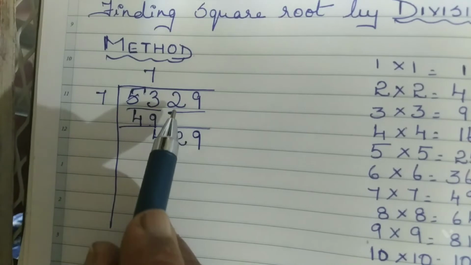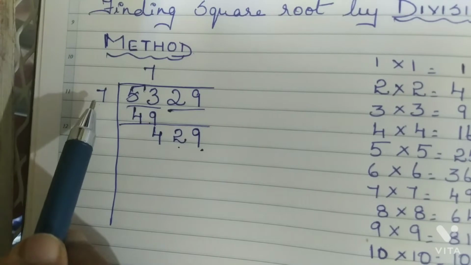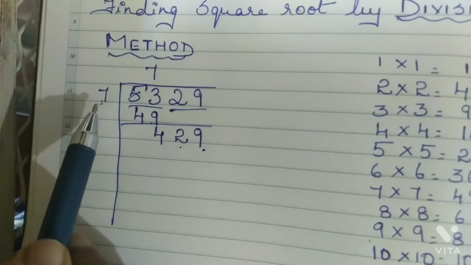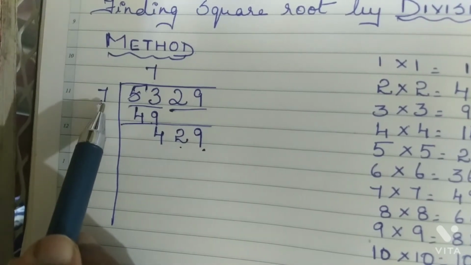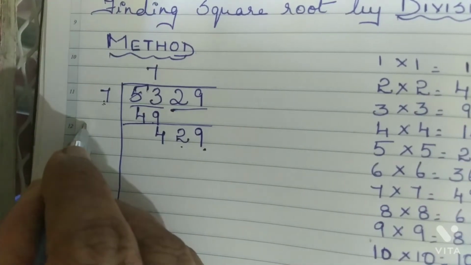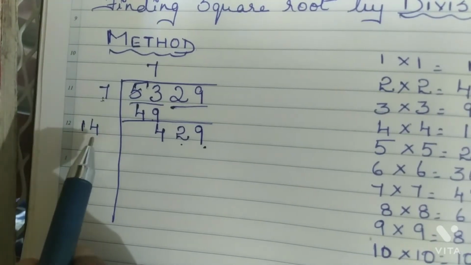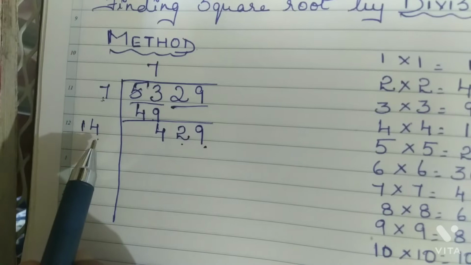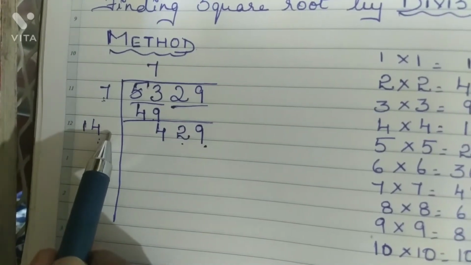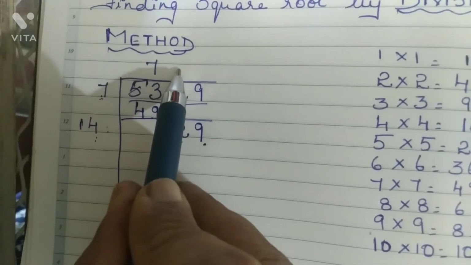Now after bringing down the next pair 29, the next step is we need to double this number, that is 7. When you're doubling this number, you just have to multiply by 2. So 7 into 2, 7 2s are 14. And we write that number which is doubled here. So after doubling, we need to get a number, and the same number will be taken as the quotient here.